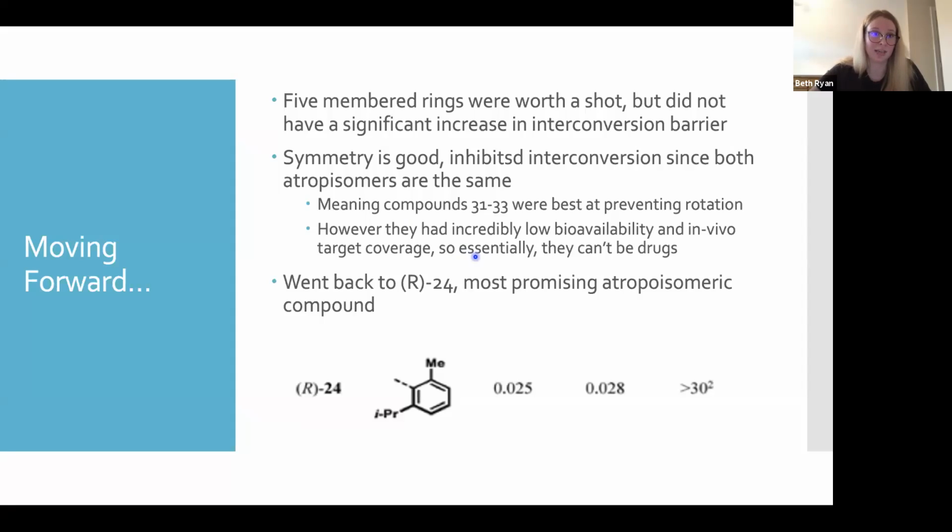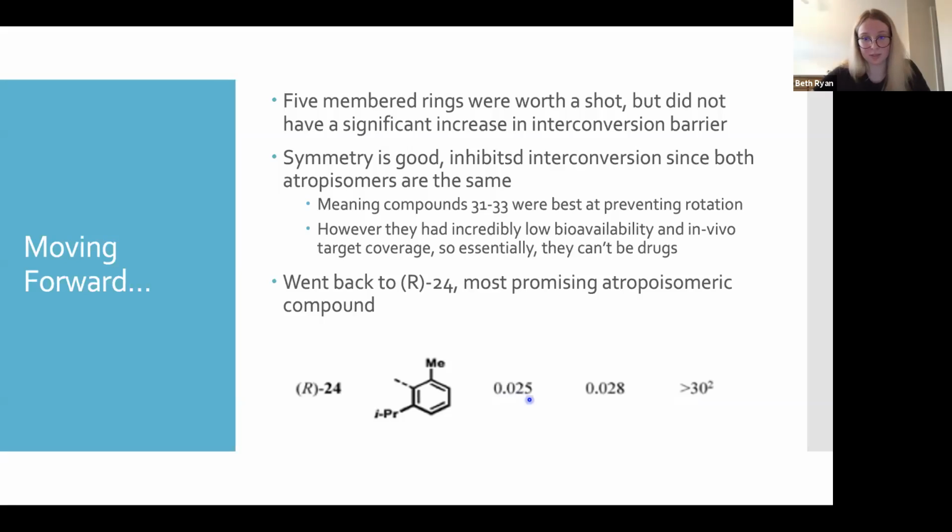So essentially, they just can't be drugs. They discovered a great way of preventing atropisomerism and a great way of finding a compound that would bind into that G12C, but it's just not good at being a drug. So they went back to R24, which was their most promising atropisomeric compound. It can still interconvert, but it has a barrier that's high enough that they're willing to use it.